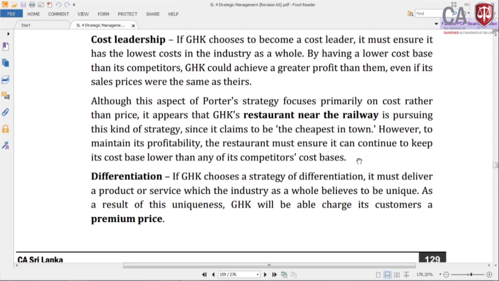Yes, we found the same. The restaurant near the railway station is the cheapest in town, so they apply the cost leadership strategy. However, to maintain its profitability, the restaurant must ensure it can continue to keep its cost base lower than any of its competitors' cost base.